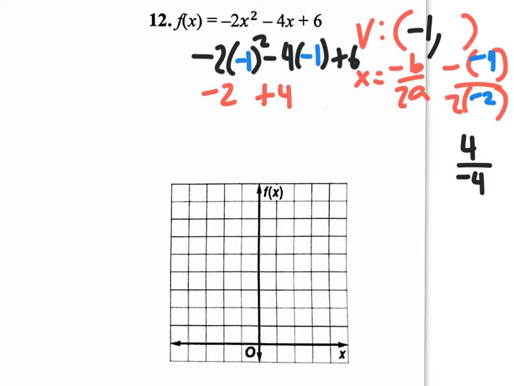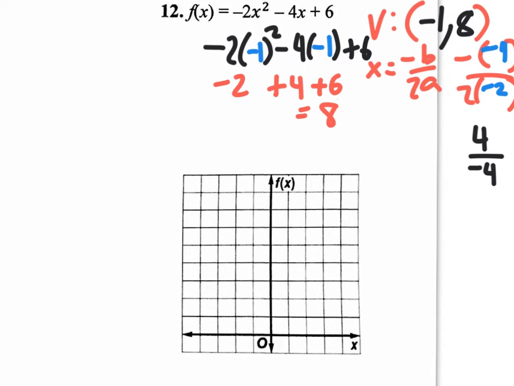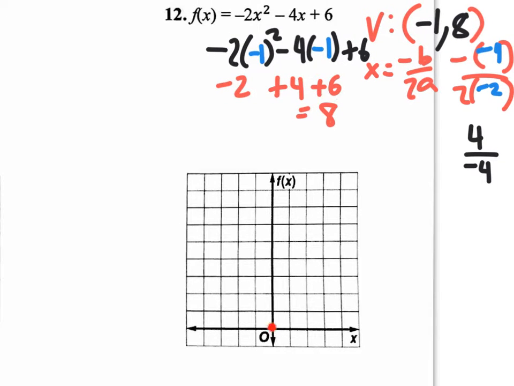And last but not least, we're going to bring down the 6. So if I do, from left to right, add and subtract, negative 2 plus 4, that's 2. And 2 plus 6, the final answer is 8. Okay? So the vertex y value is 8. So let's go to that most important point, negative 1, 8. So negative 1 on the x, 8: 1, 2, 3, 4, 5, 6, 7, 8 right there.